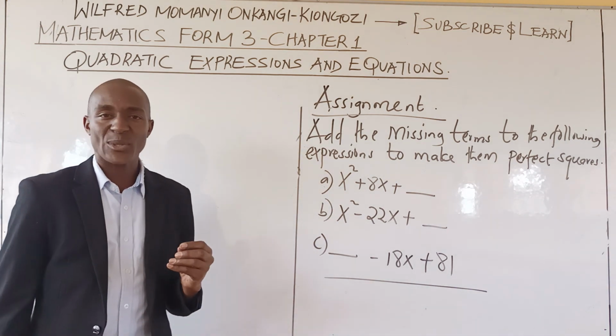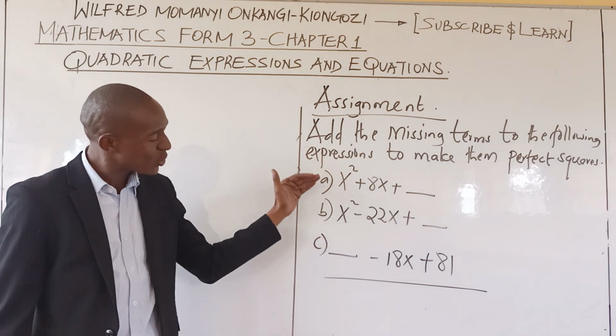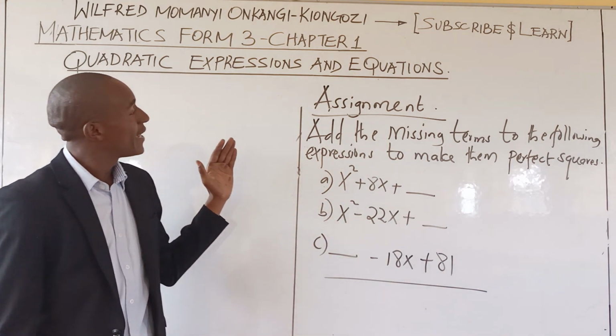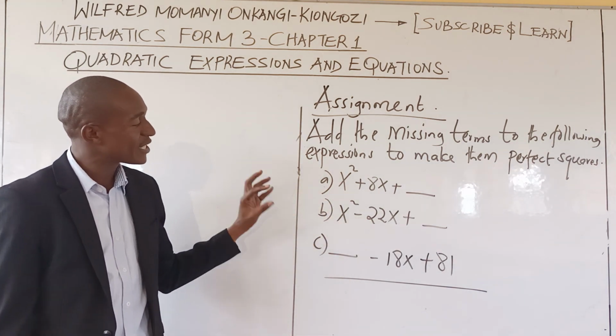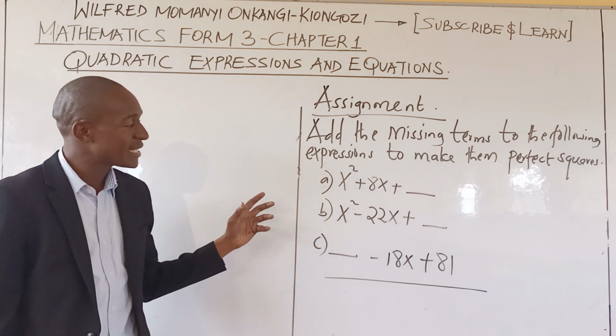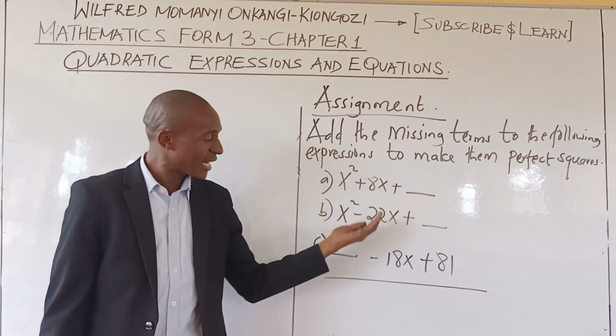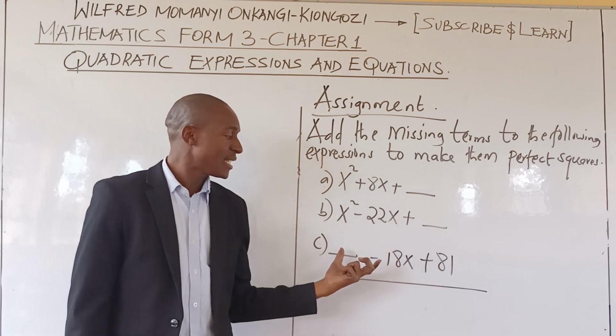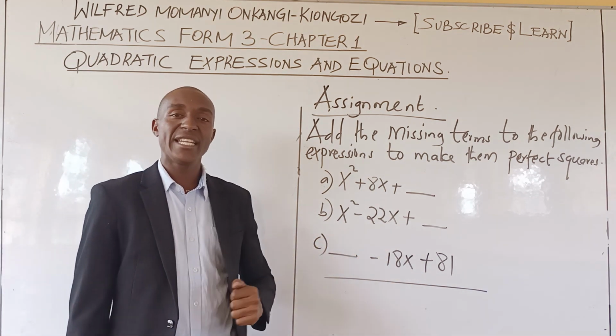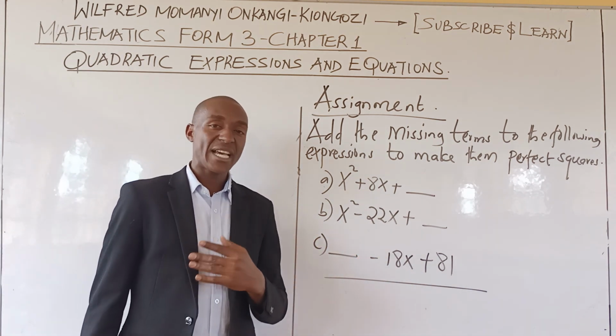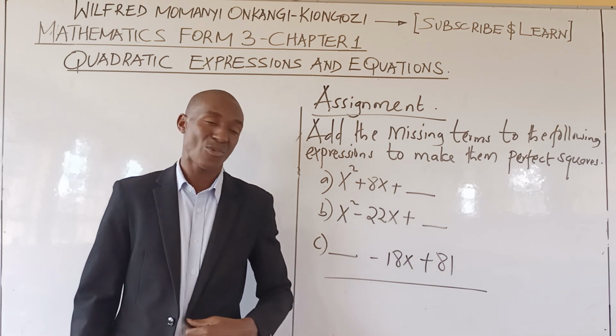In our previous lesson, I left behind a few questions using the completing the square method. I told you to go and calculate the three of them and see whether you are able to get them right. In case you are not able to get them all, I am here so that we can do them together with you.